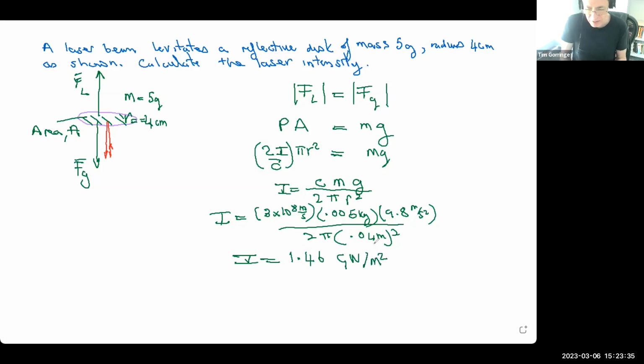So that's the intensity. What you see here is that although in principle one could support or levitate a disk, a metal disk or a reflecting disk with laser light, the challenge, the difficulty is that in practice, the intensity of the laser light to support, levitate the disk is enormous. We need laser light with an intensity of 1.46 billion watts per square meter. That's a very, very, very intense laser light.